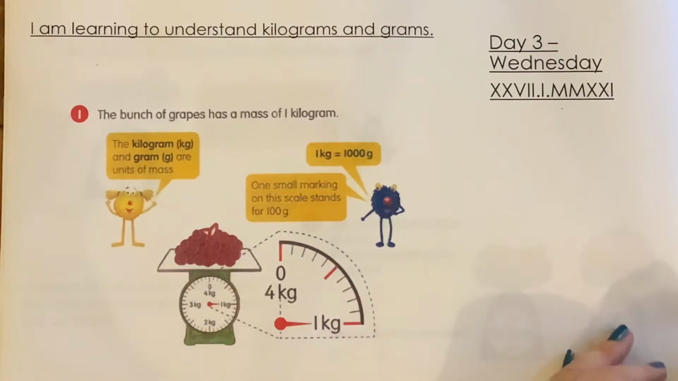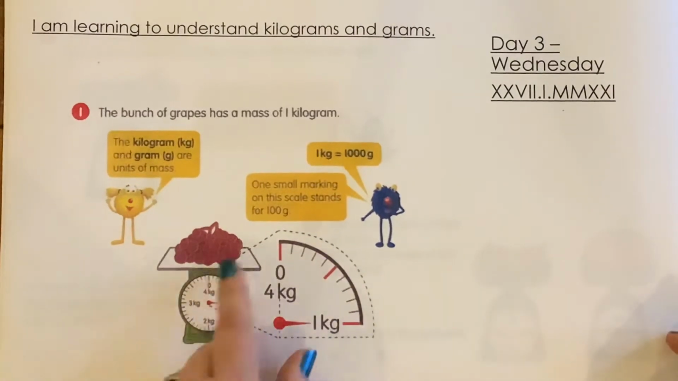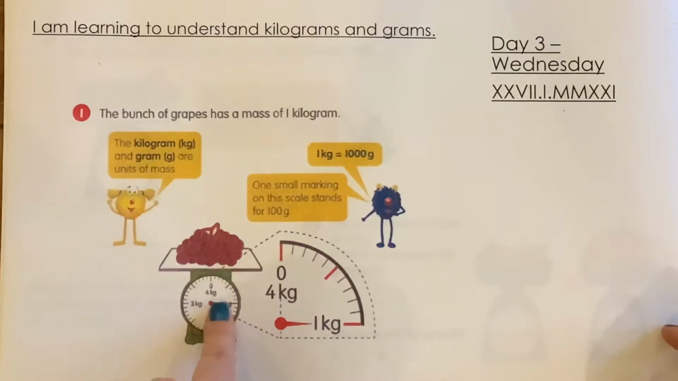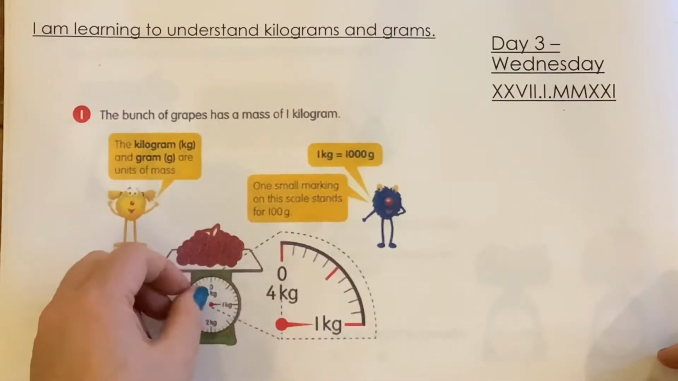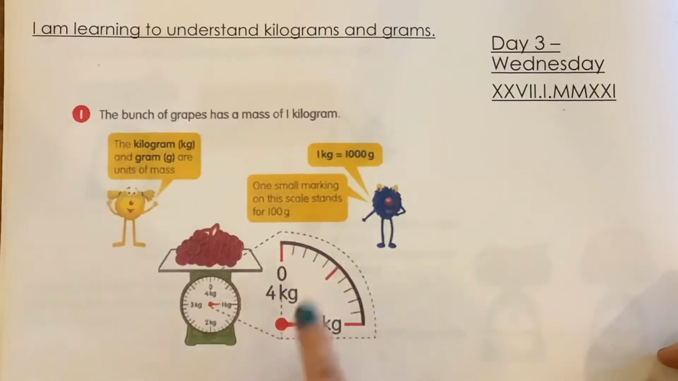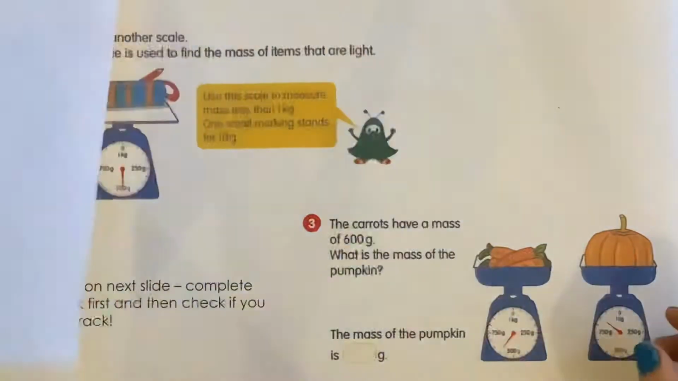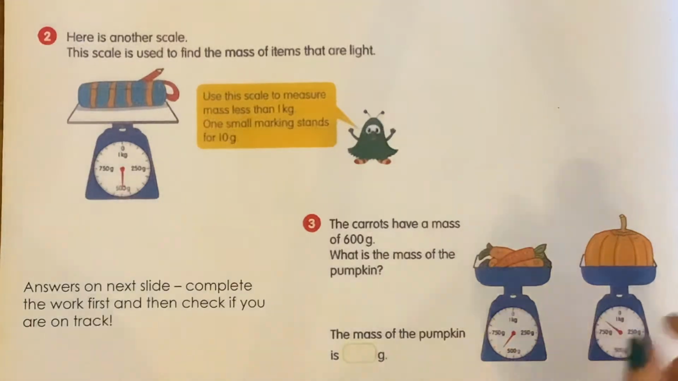Now it's really important as we go through today's lesson that you pay close attention to what all of the markings on each of the scales represents, because it won't always be 1 kilograms here. You'll see as we go through the lesson. So here is another scale, and this is used to find the mass of items that are lighter. So we would measure items with a mass of less than 1 kilogram on this scale.